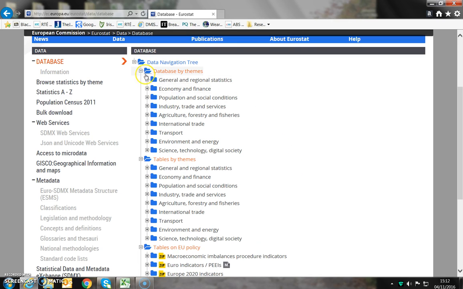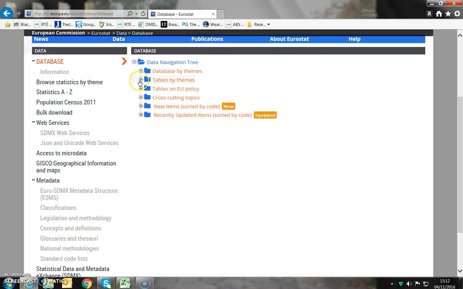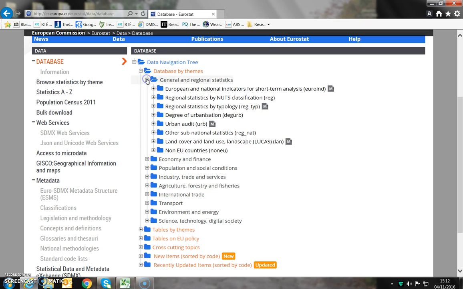Now, if you want to, you can close them up as well, so you want to tidy them up a bit. We'll have a look at database by themes first. So click on that. And underneath that you have general and regional statistics, economy and finance, industry, trade, transport, environment and energy, science, technology, and so on. So we'll just click on the first one, general and regional statistics.